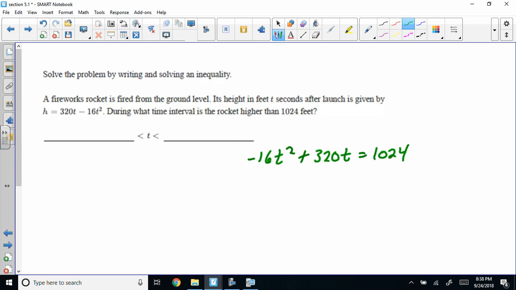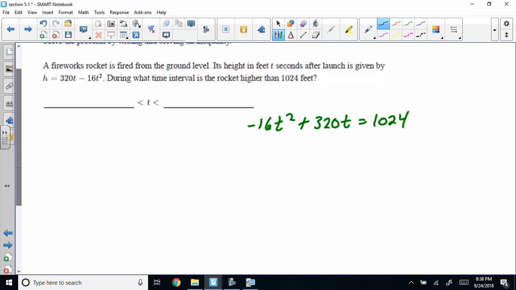So if I set this equation to that output, and the output's 1024, and I solve this crazy quadratic, how are we going to solve this crazy quadratic? How y'all want to do this? Will 16 go into 320? Yeah, sure will. If you also just move 1024 over. Anytime you go to solve a quadratic, you got to make sure that it's equal to 0. So I'm going to take this over here.